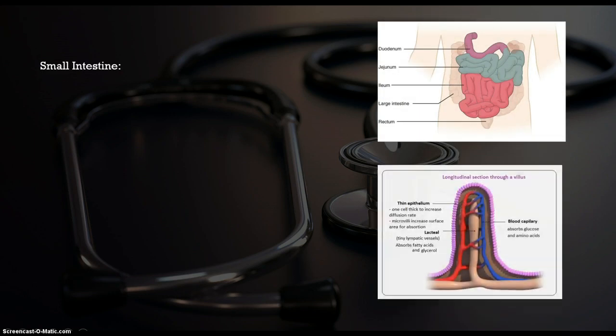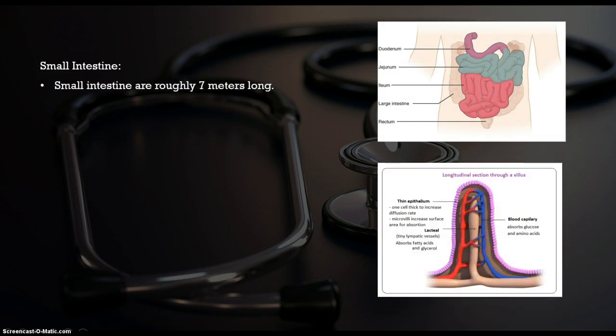The small intestine is one of the lengthiest parts of the human digestive physiology. It is about 7 meters long. It is divided into three different parts, that is duodenum, jejunum, ileum. If you see the diagram, you can see the duodenum, jejunum and ileum, right?